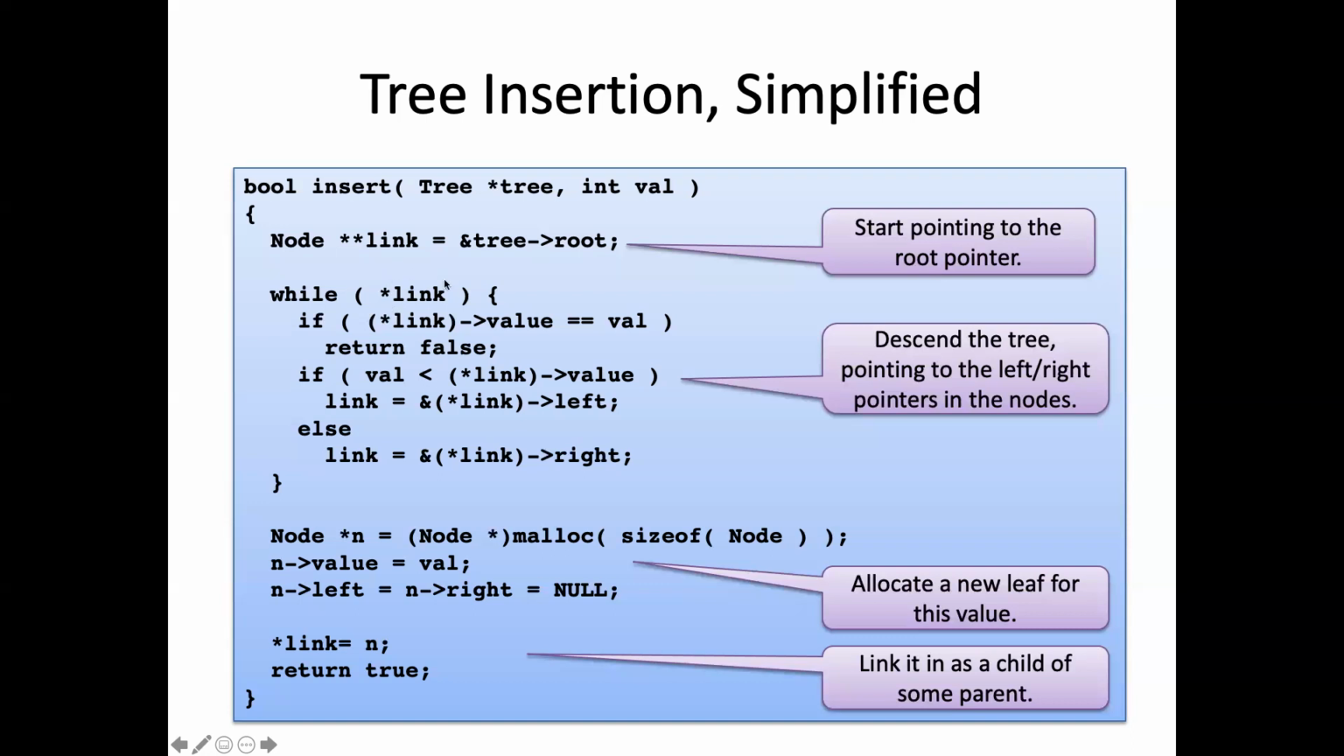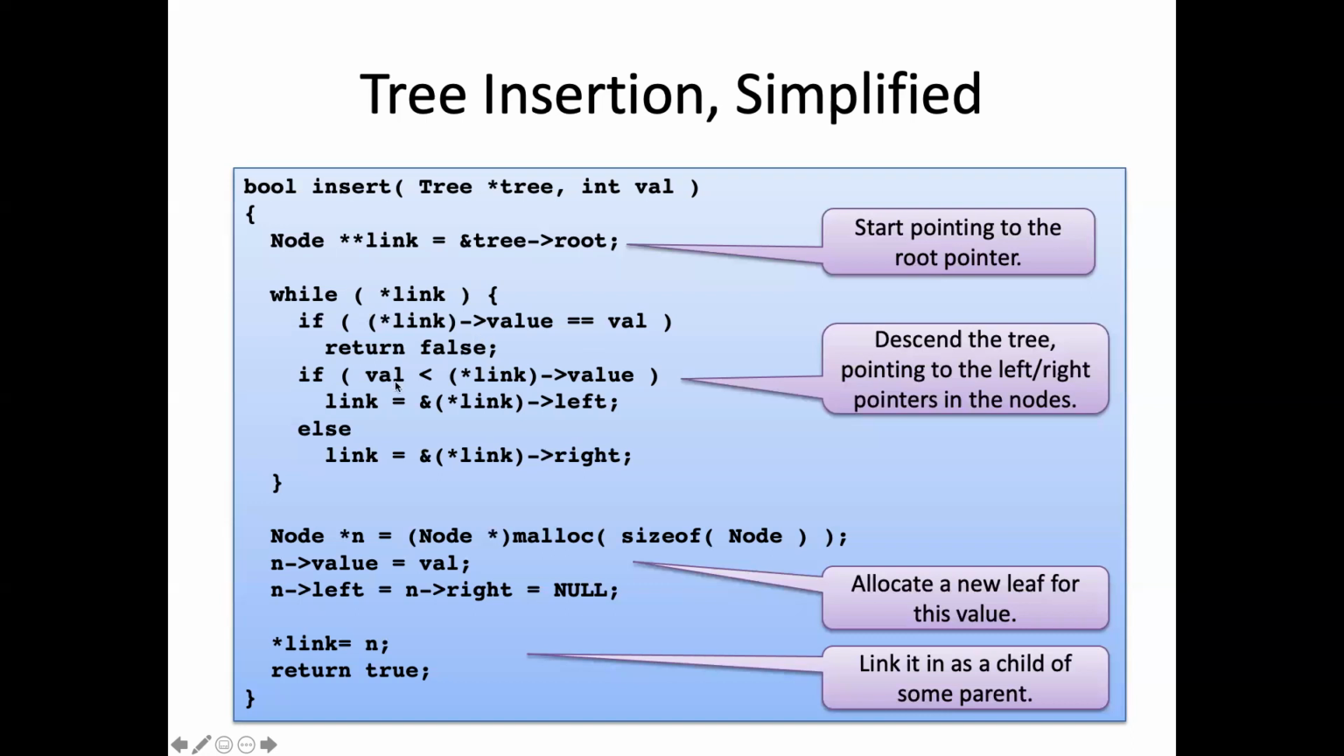And as long as that evaluates to true, it's non-null, so we keep moving down the tree. If link points to a non-null pointer, then we can look at its value. And that's what we do next. This is a special case. Maybe the value you're trying to insert is already in the tree. And if we find it, we just bail out with a false. We don't even insert. Otherwise, we decide if we go left or right.